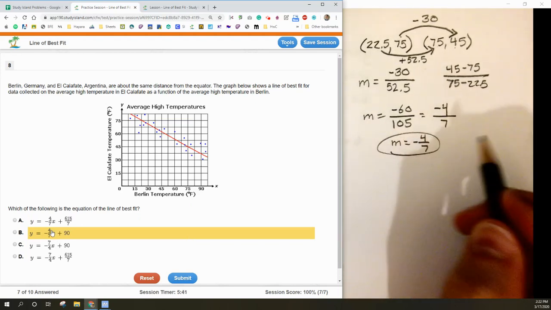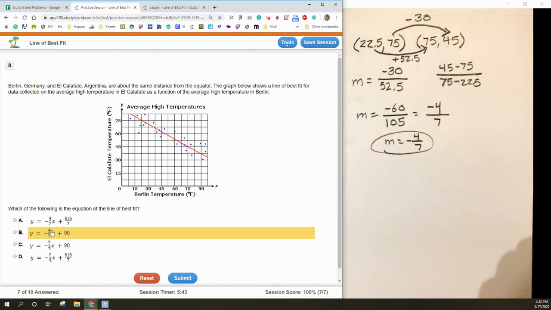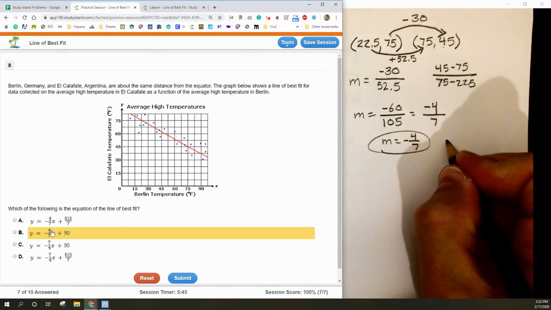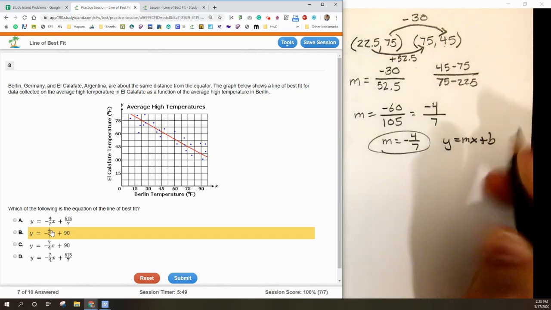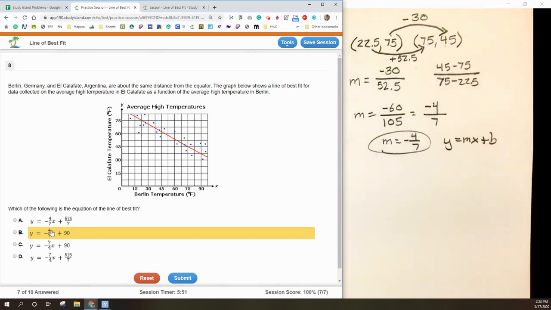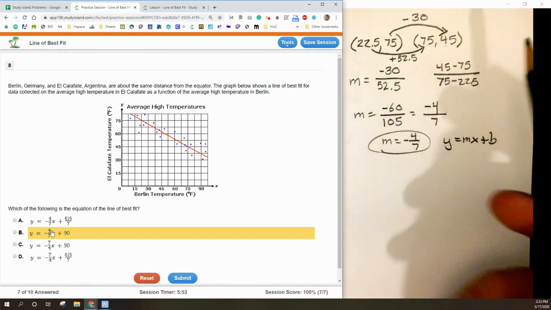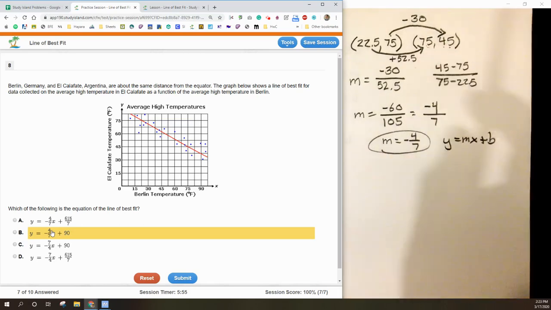Next, we want to find the y-intercept. We want to find the b part of y equals mx plus b. Well, in the equation y equals m times x plus b, the x and the y can be any point. And we've already got a couple of them. So maybe the x is 75 while the y is 45.